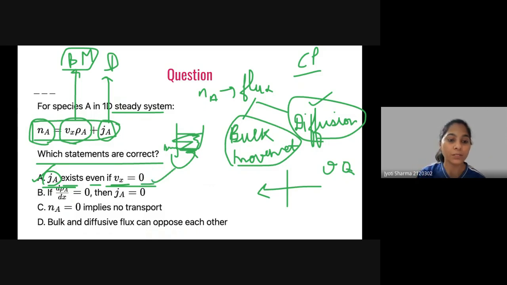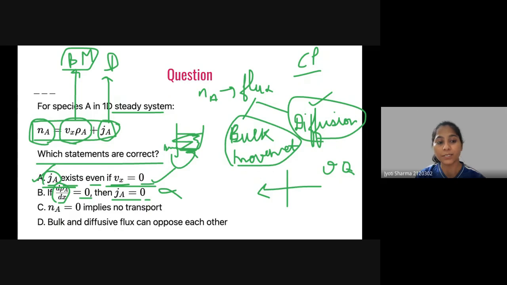Coming to the next one, this is your concentration gradient. D rho A, where rho A is the concentration, with the distance. If your concentration gradient is zero, then your diffusion will be zero. As I told you, diffusion is not dependent on the concentration gradient, but on the chemical potential. There will always be a chemical potential gradient because of the entropy case. We will learn about this in the second law of thermodynamics. But just keep in mind that diffusion is not dependent on the concentration, it depends on the chemical potential. So this one is the wrong statement.